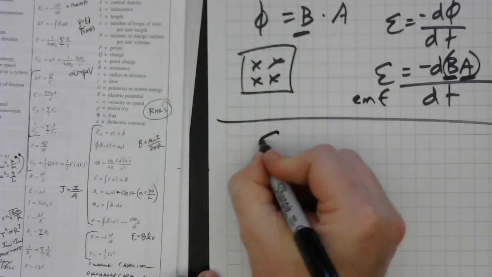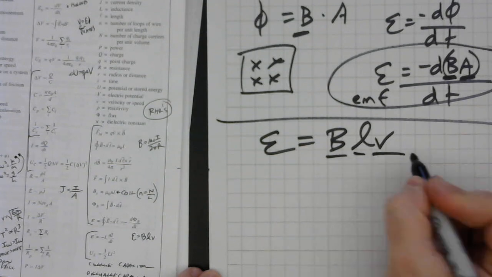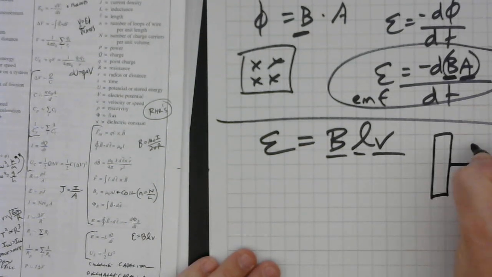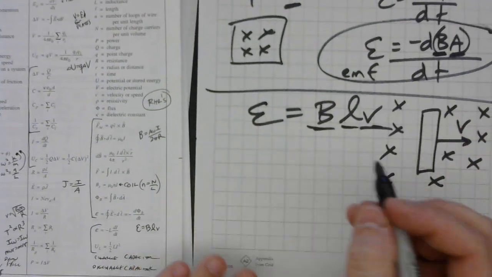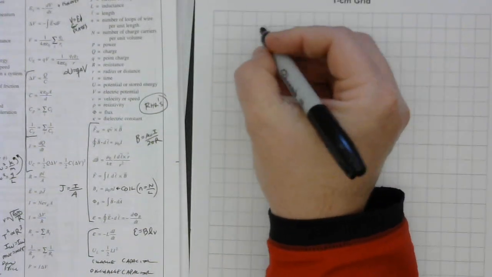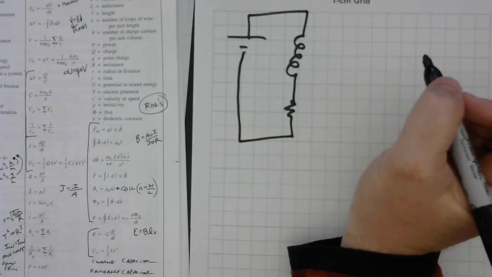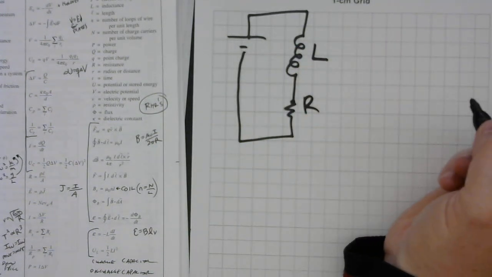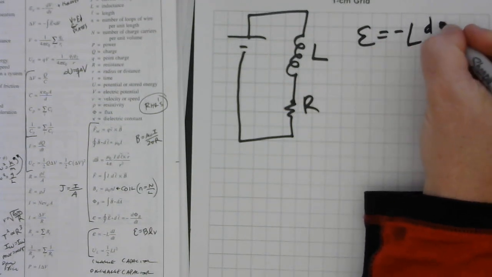All right, the other one that is not on here that comes out of this is BA over time can turn into BLV. And this is if I have a wire moving at a velocity through a field. A lot of times this is the easiest way to do it. Okay, just do BLV. You also know there's a sign involved in there. Okay. Last ones down here are dealing with inductors. So what an inductor is, if I have a circuit and a coil and a resistor, okay, an inductor L and a resistor R, at the very beginning it will resist a lot. So it'll have an EMF of negative L di dt.